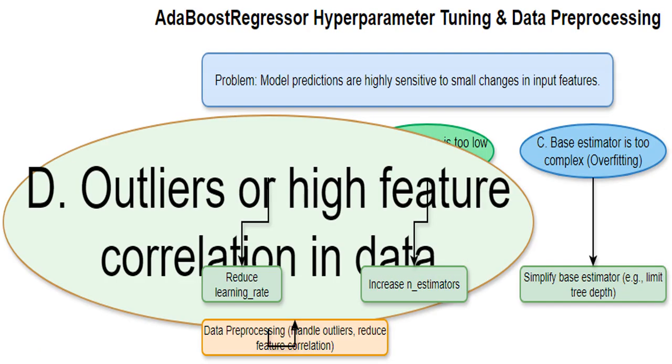There could be outliers or highly correlated features in my data. These would affect model performance and could lead to sensitivity. But this issue is separate from the AdaBoost parameters themselves. It's a data quality problem. I need to address this by pre-processing my data first.